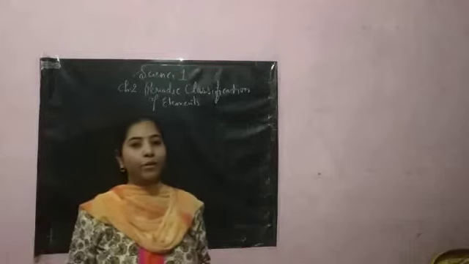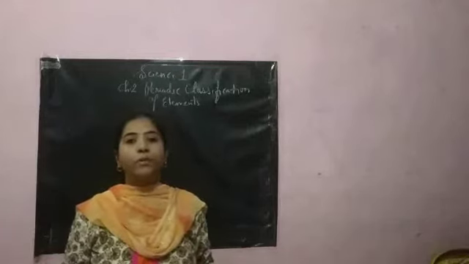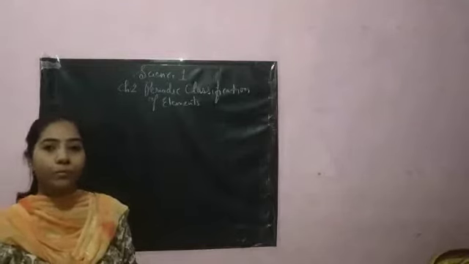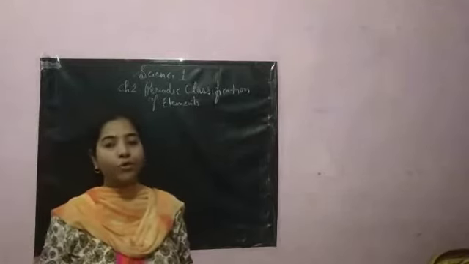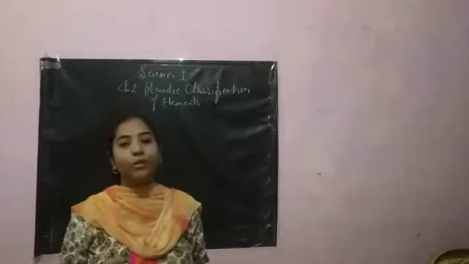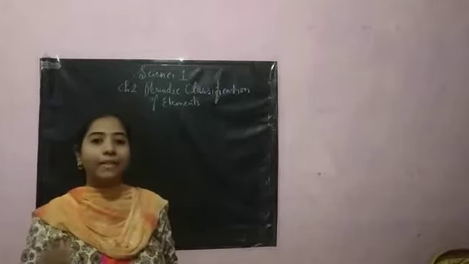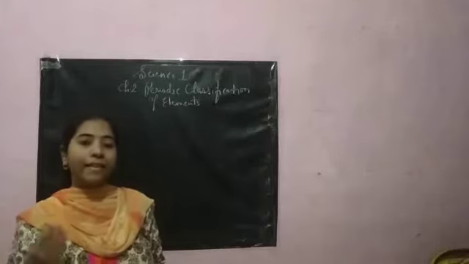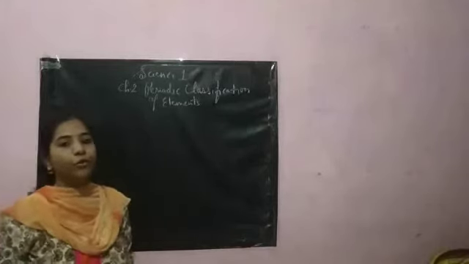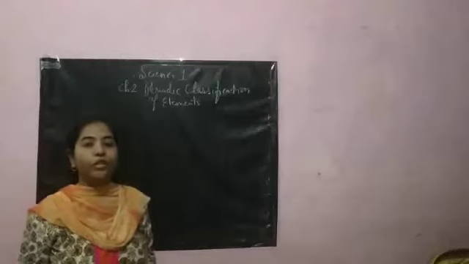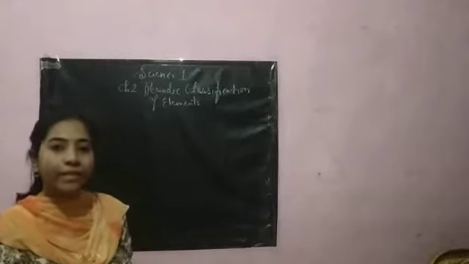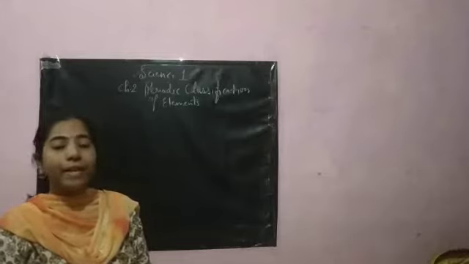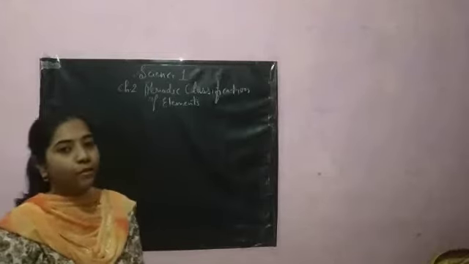In my last video, I have taught you the modern periodic table. I have taught you how many groups and periods are present in the modern periodic table. There are 18 groups and 7 periods present in the modern periodic table, and it is classified into S block, P block, D block and F block. Now in this video, we shall study electronic configuration, valency, atomic radius, electronegativity, electropositivity, and metallic and non-metallic characters of the elements. So let's start.